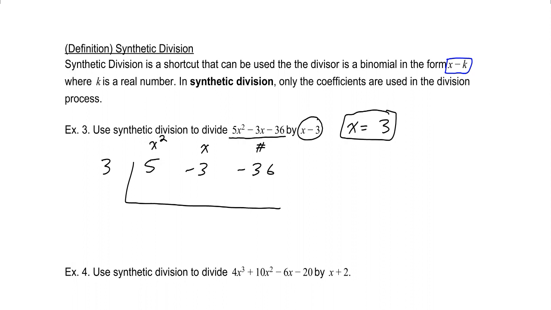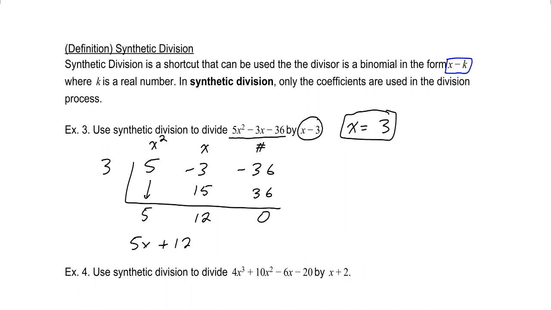Alright, so we'll first bring down the 5. This is the way, actually, if you look at our long division side by side with this, you'll see why this actually works. Bring down the 5. Now we'll do 3 times 5, which is 15. Bring a 15 here. We will add. Okay, we add going down, and we multiply by that 3 as we go. Adding those, we get 12. 3 times 12 is 36. Adding those two gets us a 0. So the answer from our division is 5x plus 12 with a remainder of 0.